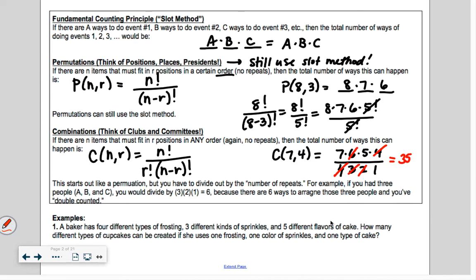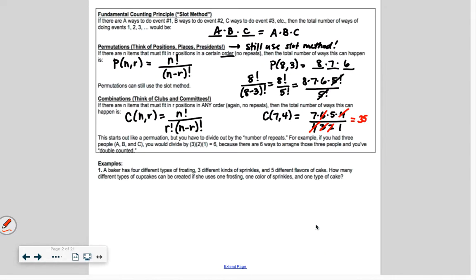So a baker has 4 different types of frosting, 3 different types of sprinkles, and 5 different flavors of cake. How many different types of cupcakes can be created if she uses 1 frosting, 1 color of sprinkles, and 1 type of cake? Well, that's just counting principle 1, right? So we talk about frosting. We have 4 different types of frosting, 1 type of sprinkle, so we had 3 choices there, and 5 different flavors of cake, so we had 5 choices there. So we end up getting 12 times 5, which is 60.